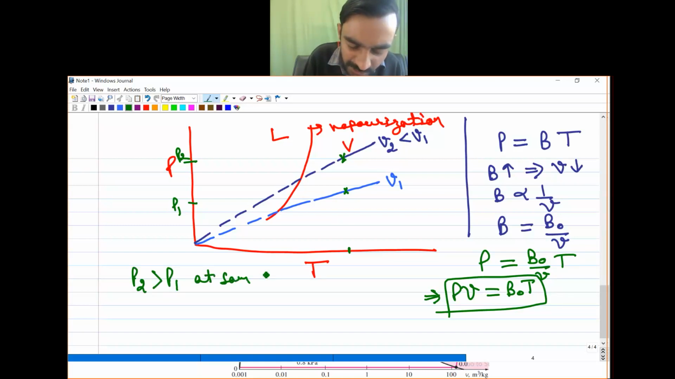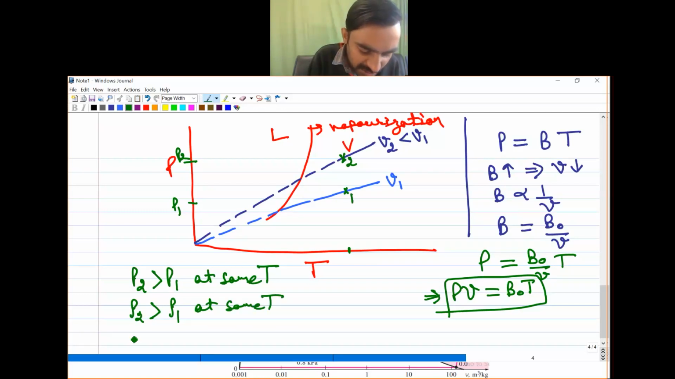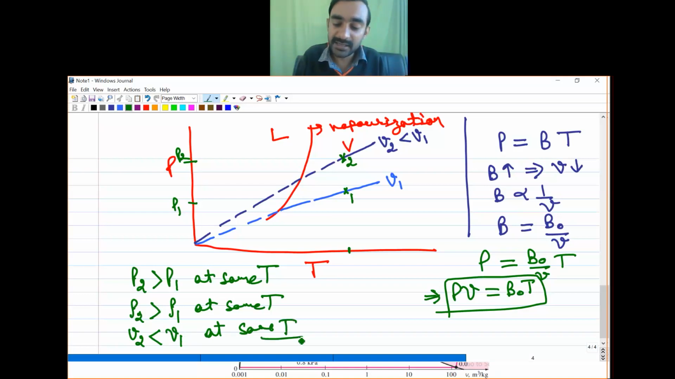If at the same T, P2 is greater than P1, obviously my density ρ2 will be greater than ρ1. I am calling this point 1 and this point 2. So ρ2 will be greater than ρ1 at the same temperature. And if ρ2 is greater than ρ1, our specific volume V2 will be less than specific volume V1, because it is the reciprocal of density. That happens at the same temperature, so that's why I can write that V2 is less than V1.